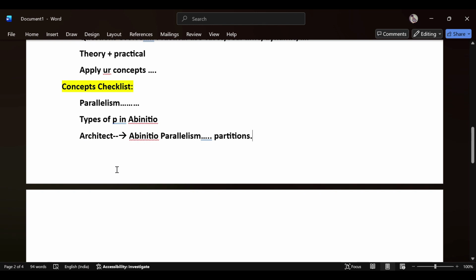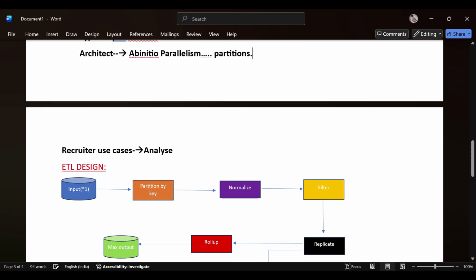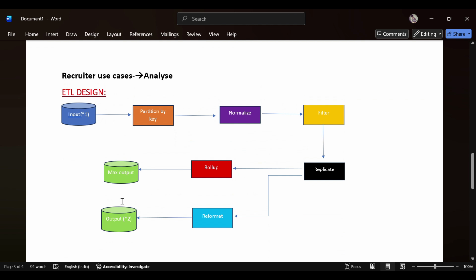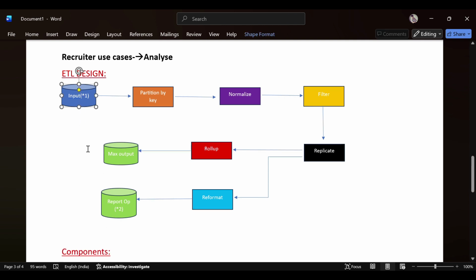We will just look at the graph. The recruiter has given the specified graph. It has an input file, then partition, then normalize, filter, replicate, and then we take that flow into rollup and reformat. Then we are getting some more reports here, a report output, and some other output, some aggregation output.